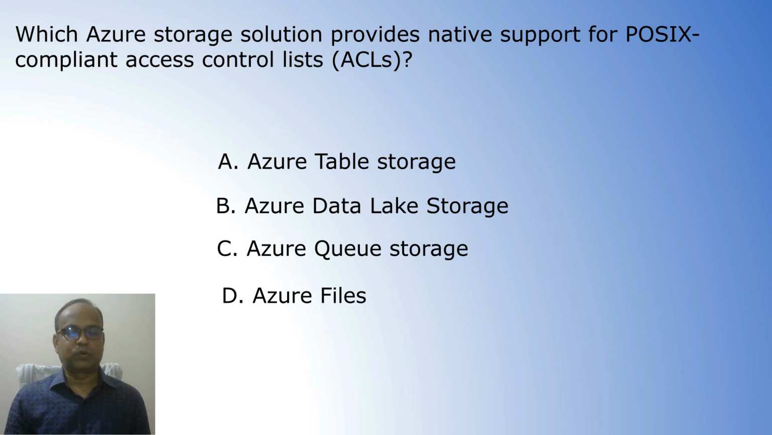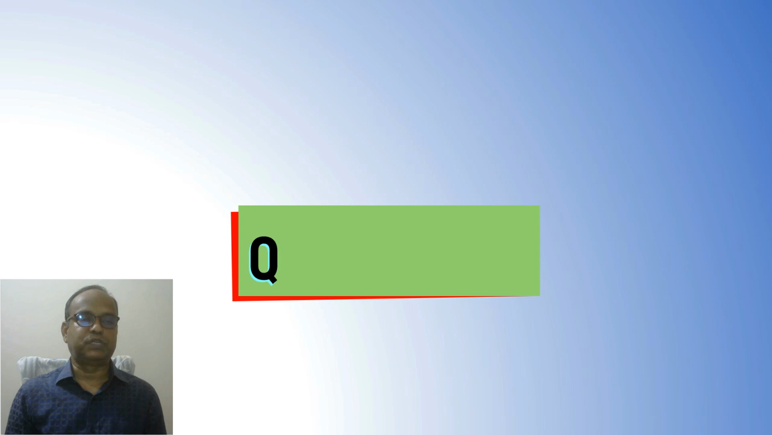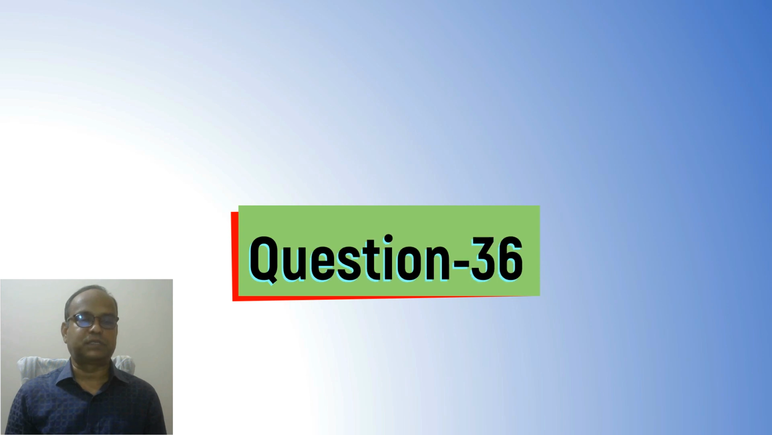Answer. Azure Data Lake Storage Gen 2 implements an access control model that supports both Azure role-based access control, Azure RBAC, and POSIX like access control lists, ACLs. So the correct option is B. Next question, question number 36.